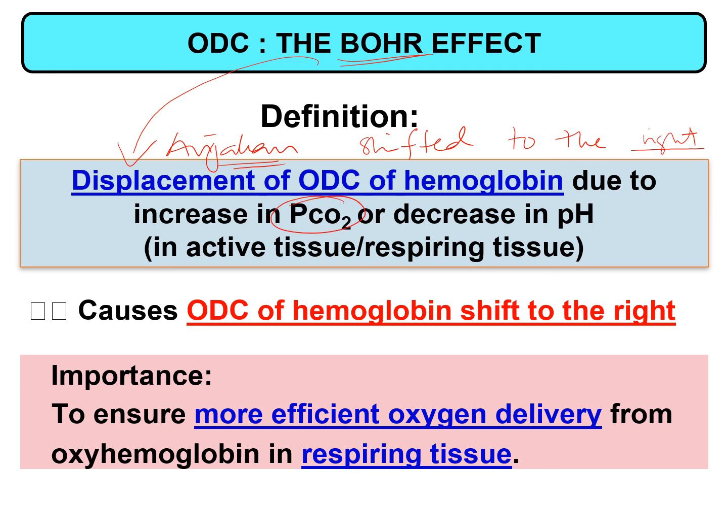Due to the increase of partial pressure of carbon dioxide, because the increase of carbon dioxide related to the decrease in pH, acidity. So if the partial pressure of carbon dioxide increase, the pH will decrease. And this is usually associated with a respiring tissue. So at respiring tissue, the ODC of hemoglobin is shifted to the right.